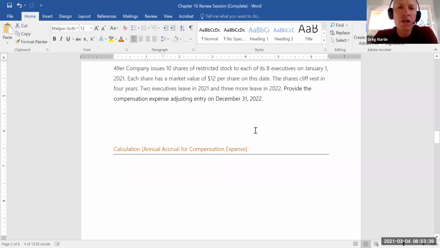All right, 49er Company issues 10 shares of restricted stock to each of its 8 executives on January 1st, 2021. Each share has a market value of $12 per share. The shares cliff vest in 4 years.